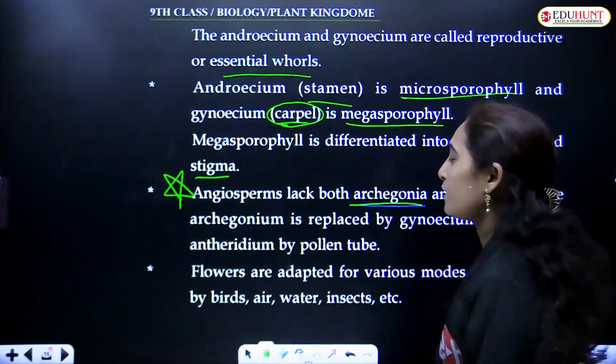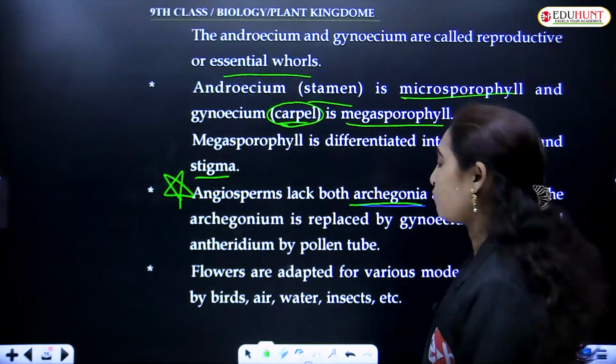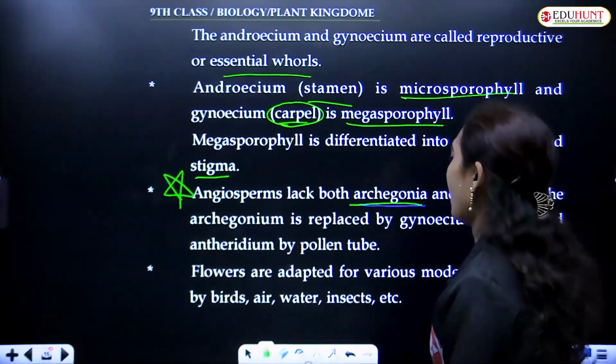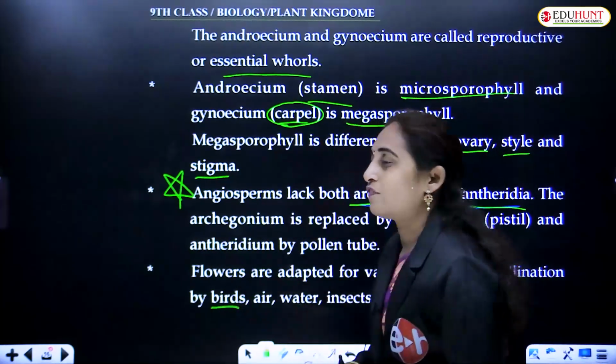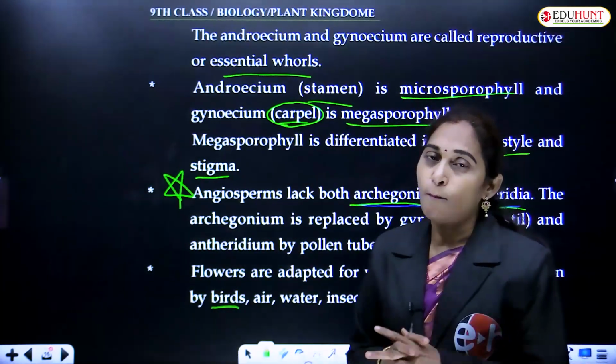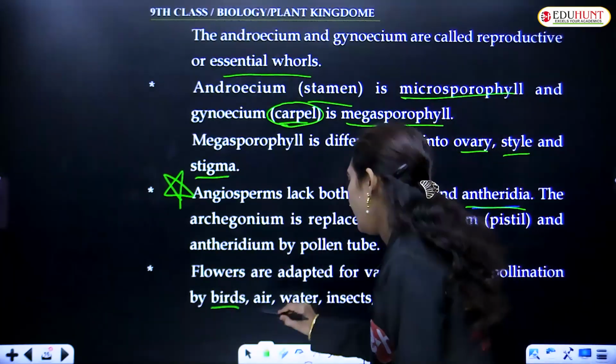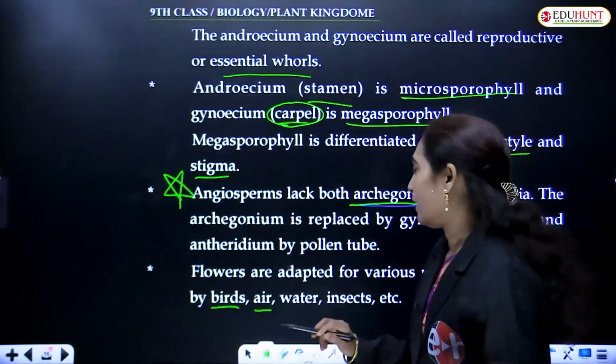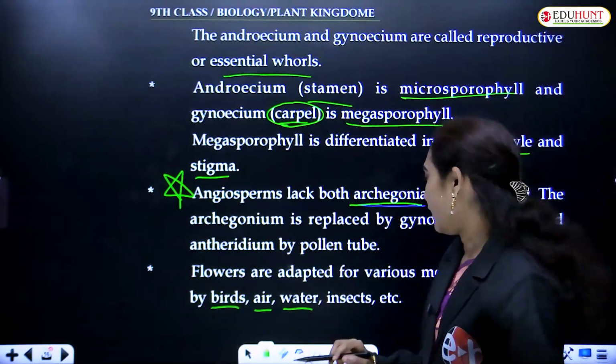Flowers are adapted for various modes of pollination. By birds: ornithophily. Ornithophily is the pollination by birds. Air: anemophily. Water: hydrophily.